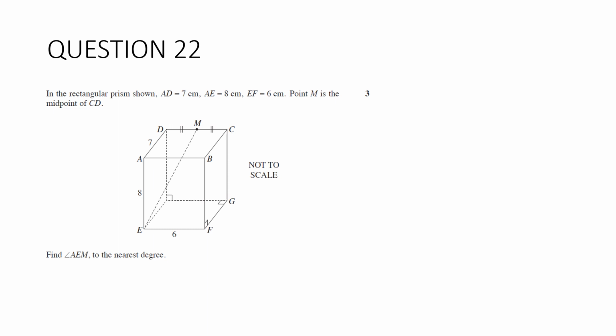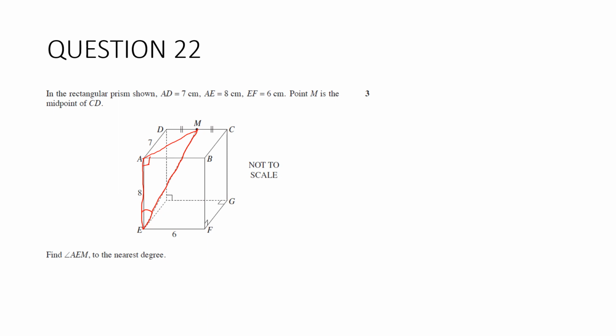And question 22. In the rectangular prism shown, AD is equal to 7, AE is equal to 8, EF is equal to 6, point M is the midpoint of CD. Find angle AEM to the nearest degree. Okay, so in order to do that, we're going to need to work out this line across here. And we know that that is a right angle.